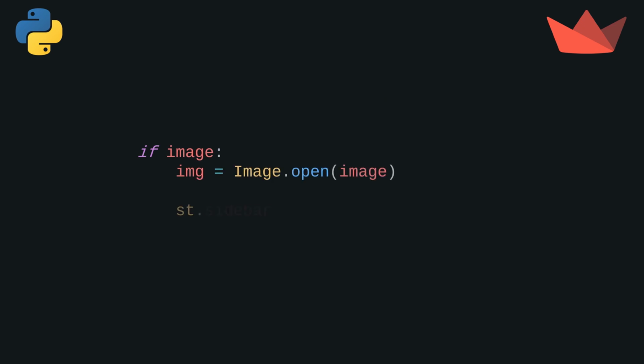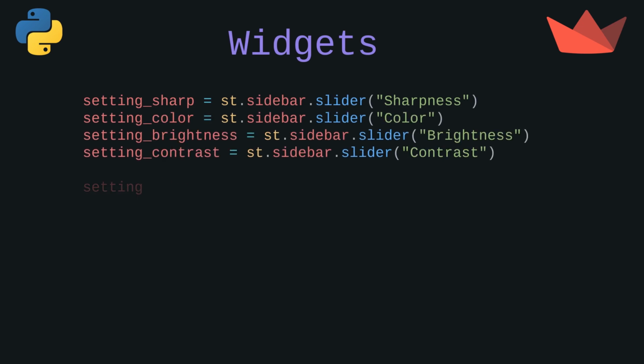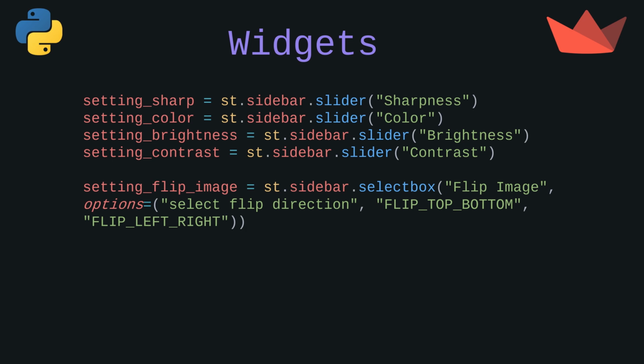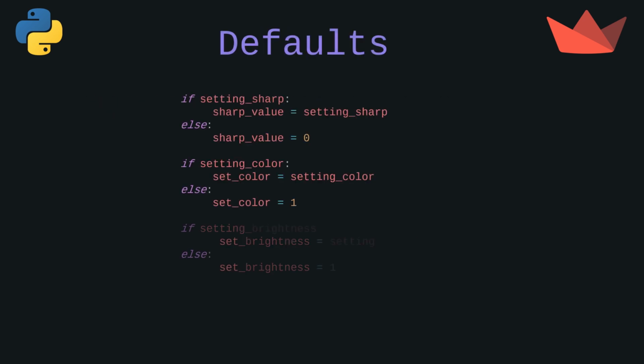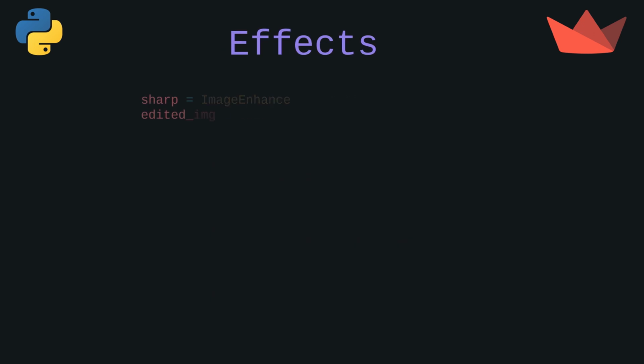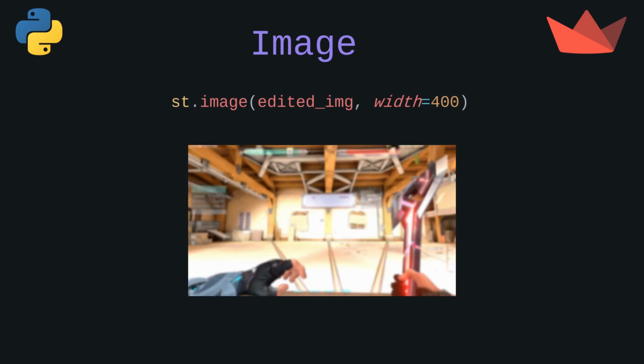We can create sidebar with st.sidebar and set the header. We will use slider widget to create different slider for different effects as well as select box for options and checkbox for blur. Now set the default values for our slider. Use image enhancer to apply different effects to our images. To show the image, we will use image widget from Streamlit.